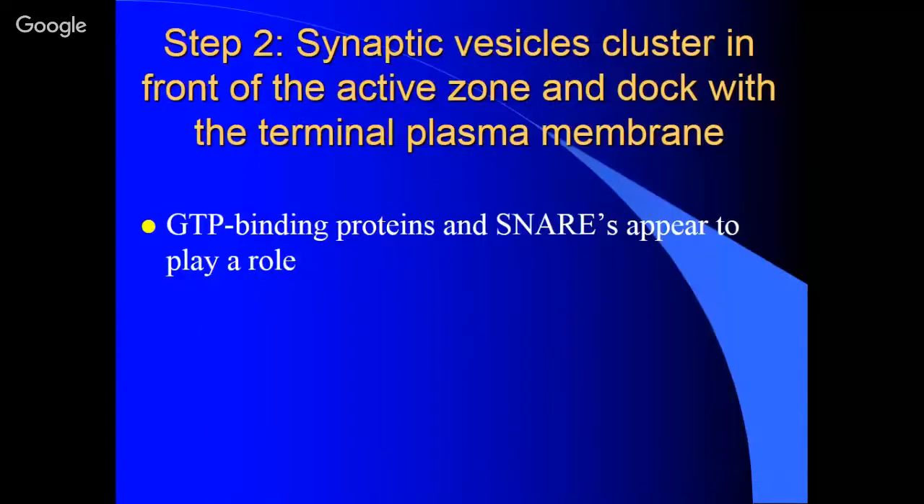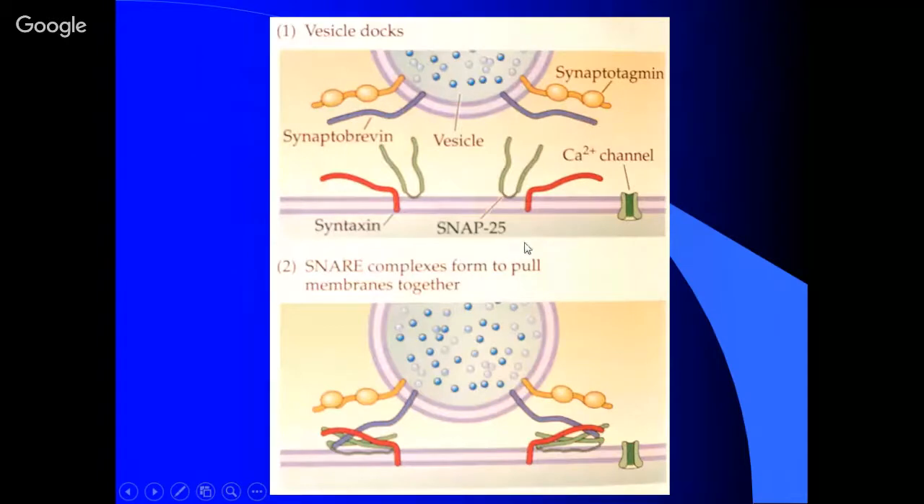Then the synaptic vesicles cluster in front of the active zone and dock with the terminal plasma membrane, and this is by GTP binding proteins in those SNAREs. So here you have a couple of molecules on the synaptic vesicle, like synaptobrevin and synaptotagmin. Notice, by the way, that they are embedded within the vesicle bilayer.